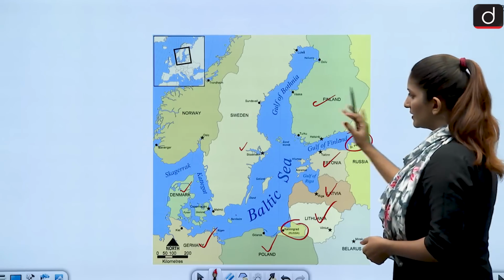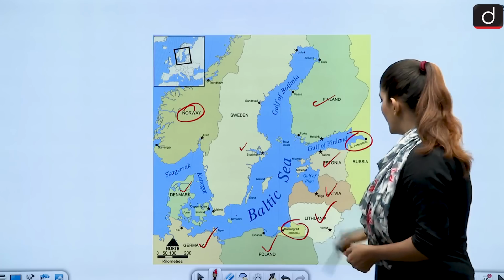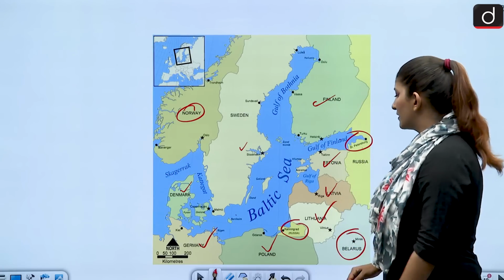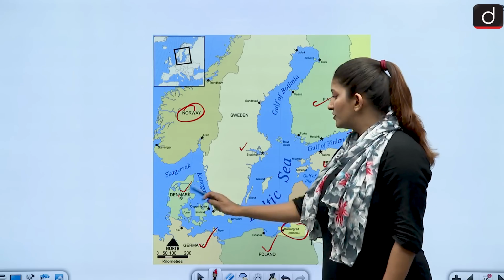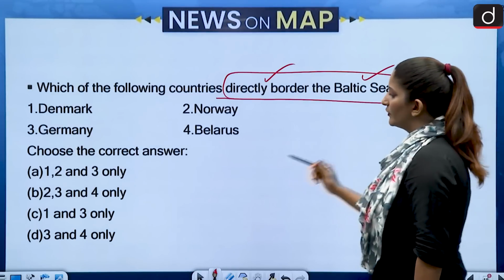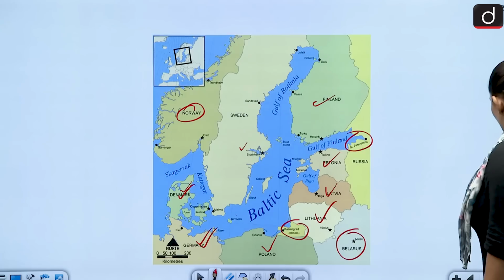So here we have, as I told you, an indirect border with the Baltic Sea, so this will go out of the picture. Belarus is over here, not having a direct border with the Baltic Sea. So the correct answer would be Denmark and Germany only. That is option, of course, 1 and 3. That is option C. Alright, let's move on to the next set of questions.